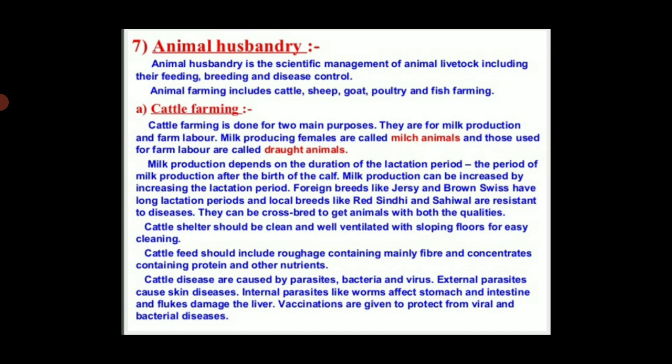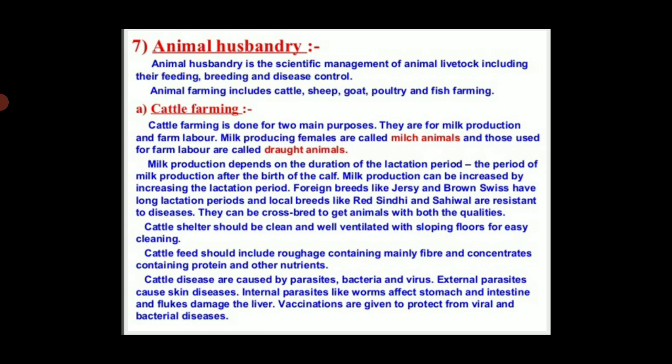Cattle farming. Cattle farming is done for two main purposes. They are for milk production and farm labor. Milk producing females are called milch animals, and those used for farm labor are called draught animals. Milk production depends on the duration of the lactation period, the period of milk production after birth of the calf. Milk production can be increased by increasing the lactation period.